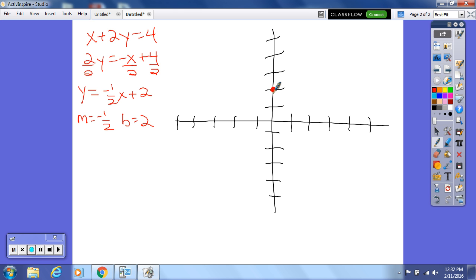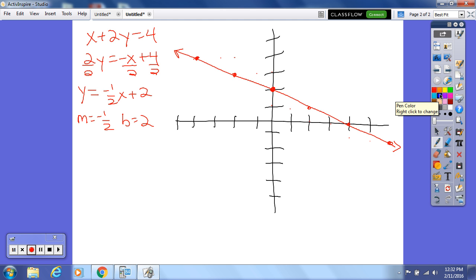So this time it's negative. So instead of up 1, right 2, I'm going up 1, left 2. Y'all make sure: up 1, left 2, or down 1, right 2. Down 1, right 2. Okay. Does that look like y'all's? Something like it? Okay.